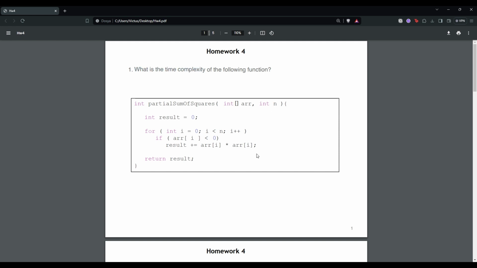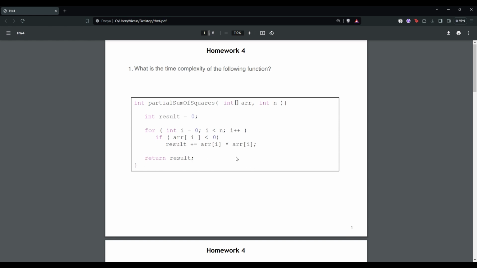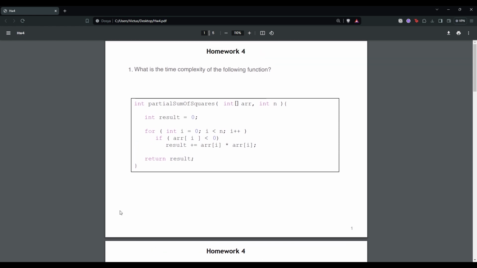To analyze the time complexity of the given function, partial sum of squares, let's break it down. The function iterates over each element of the array R, as you can see here. For each element, it checks if it's negative, here, if I is smaller than 0. If the element is negative, it squares it and adds it to the result, here.